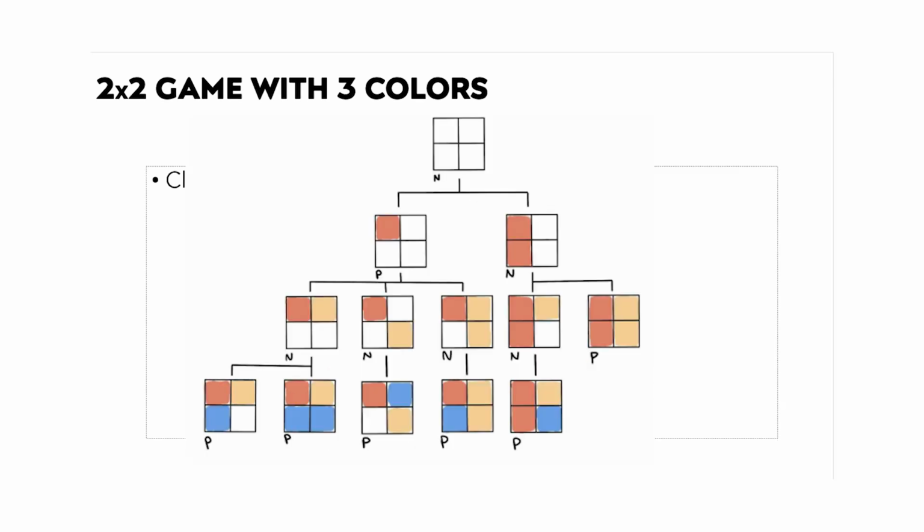Similarly, for the 2x2 with the 3 colors, it's a similar type of game chart. However, on the third level of the game, you can see that the first player wins the game. Now Julia will be explaining dominated positions.